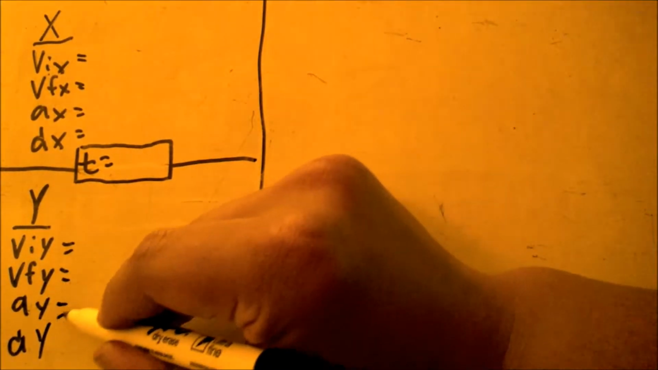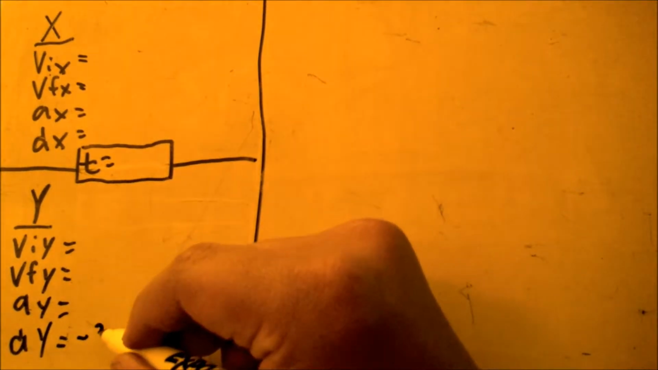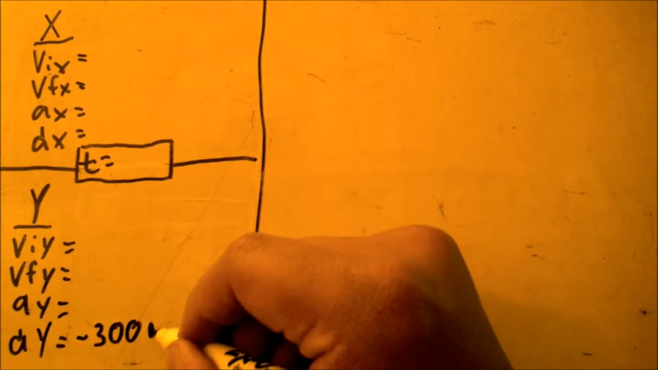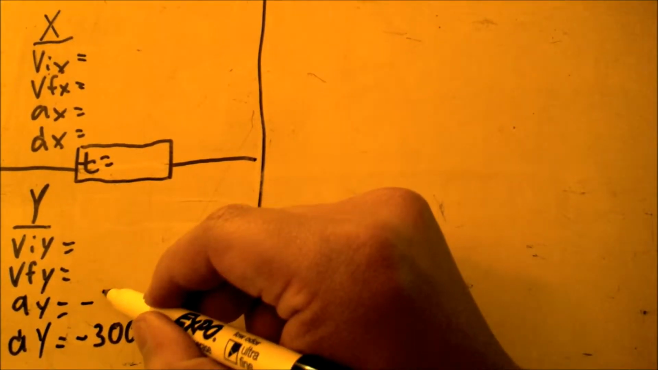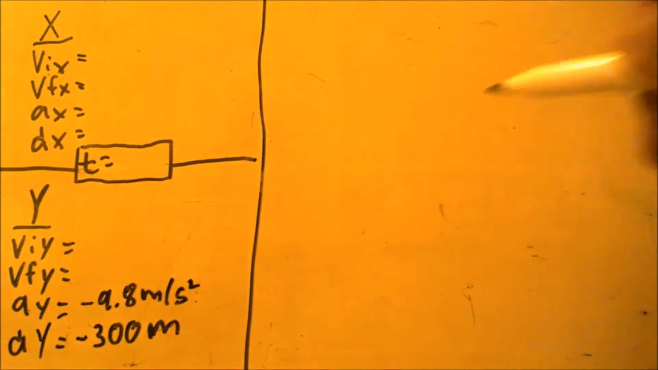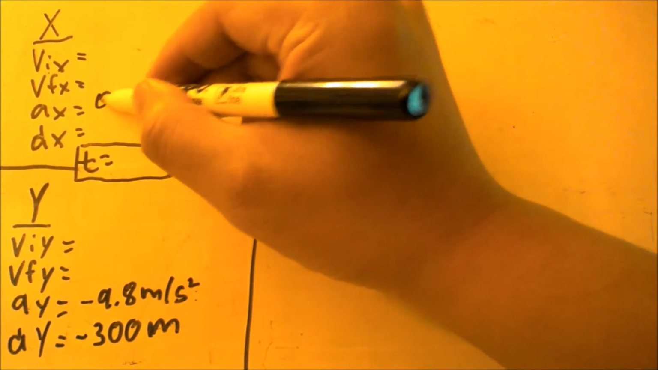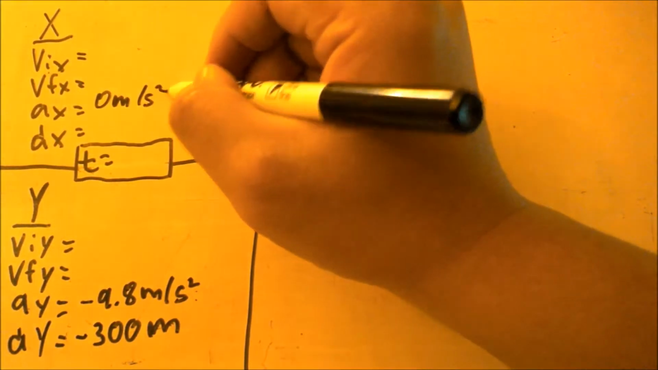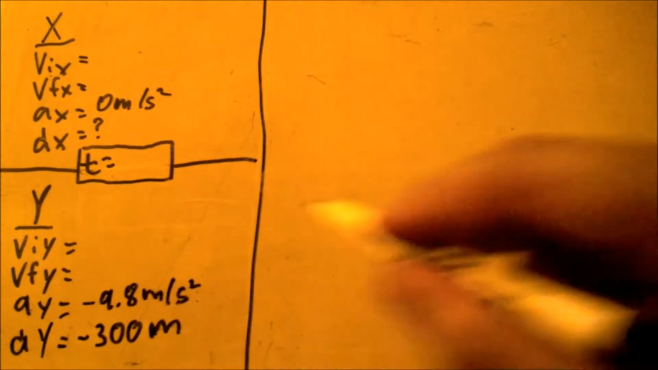Okay, so we know the cliff is 300 meters. And we count that as down, so it's negative 300 meters. Acceleration is gravity, so negative 9.8 meters per second squared. For acceleration x, it's 0 meters per second squared. Not accelerating at all. And dx is what we're looking for.